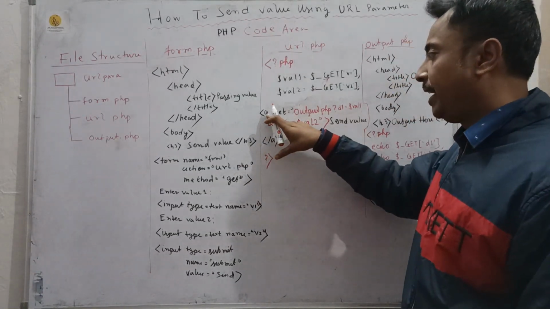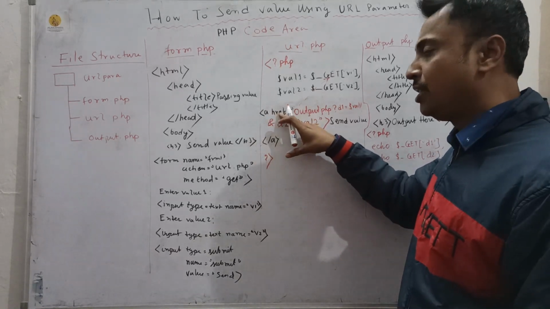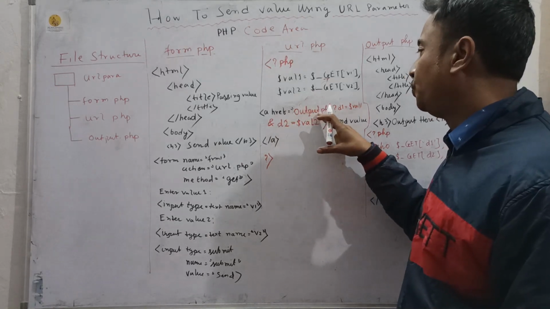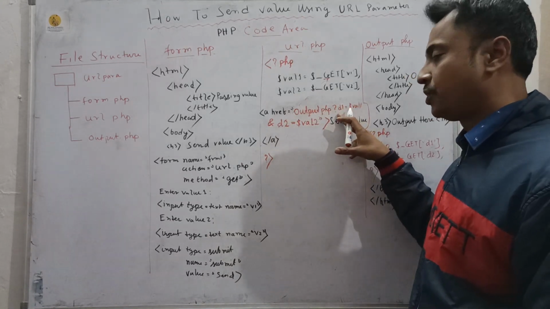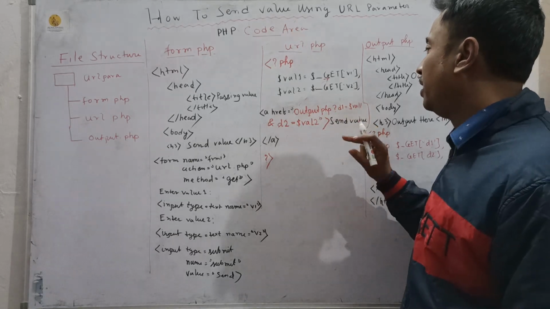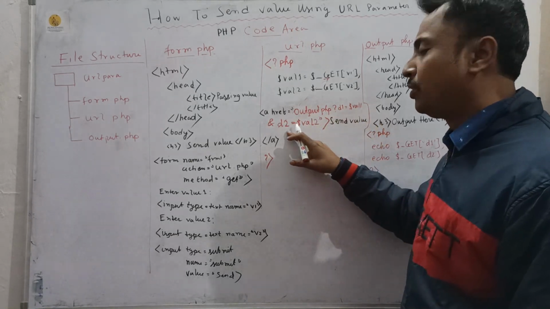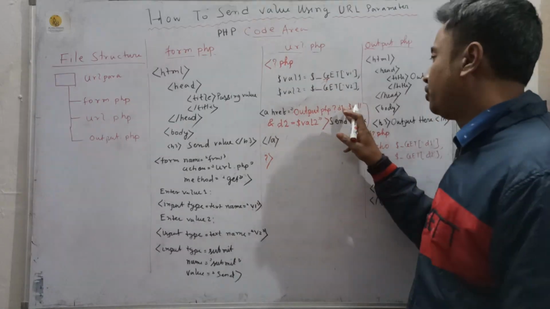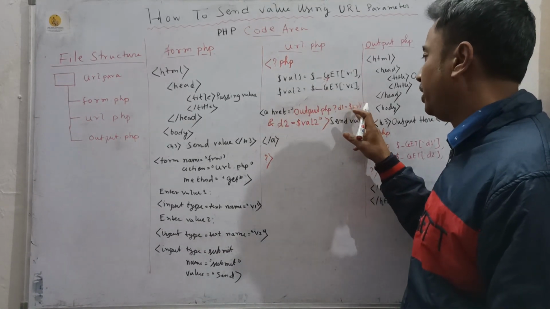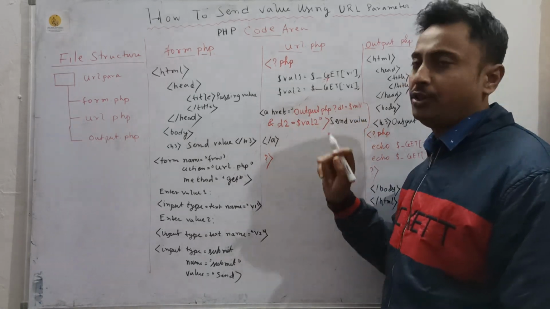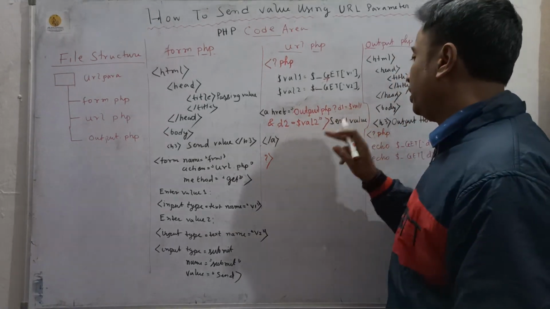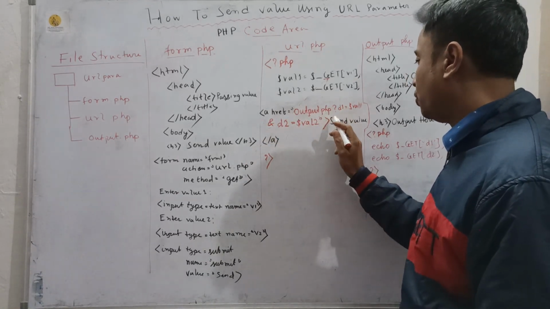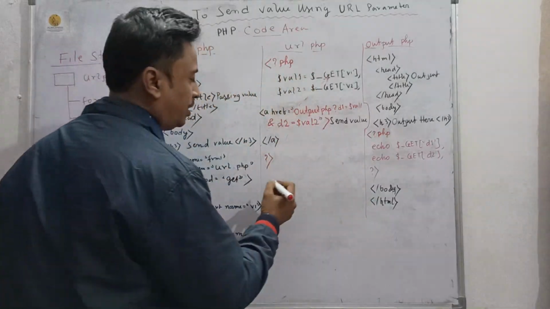First, a for anchor tag, then href to create a link to the file, then output.php, then question mark. Then we assume d1 and d2 are two variables where we want to store our values. So we store $val1 in d1 and $val2 in d2. Between these we are using just the AND operator. So the syntax is file name, then question mark. Let me write the syntax again.